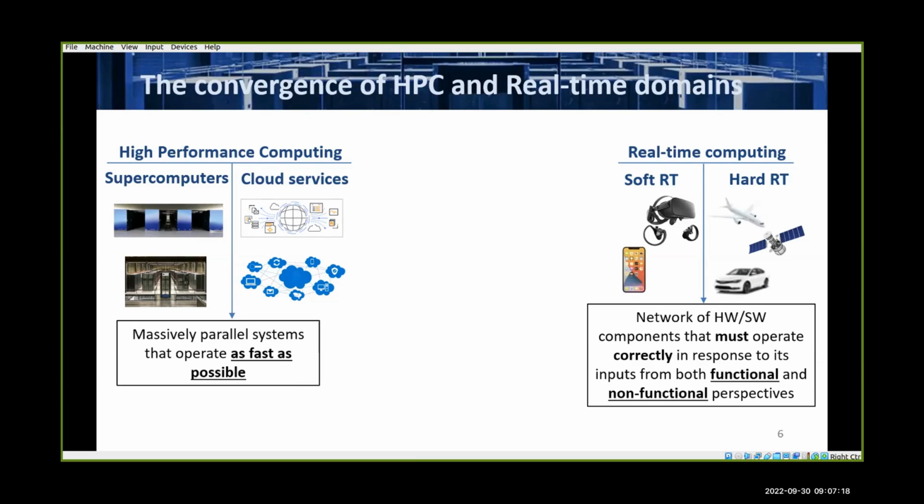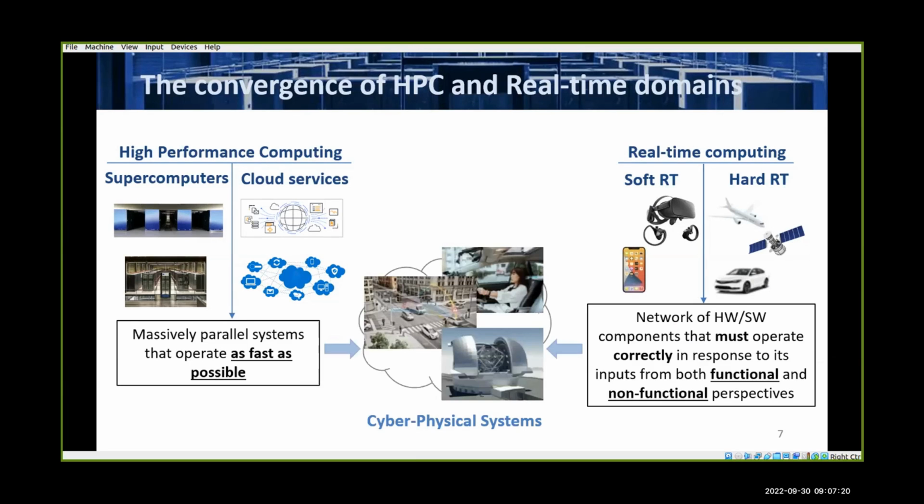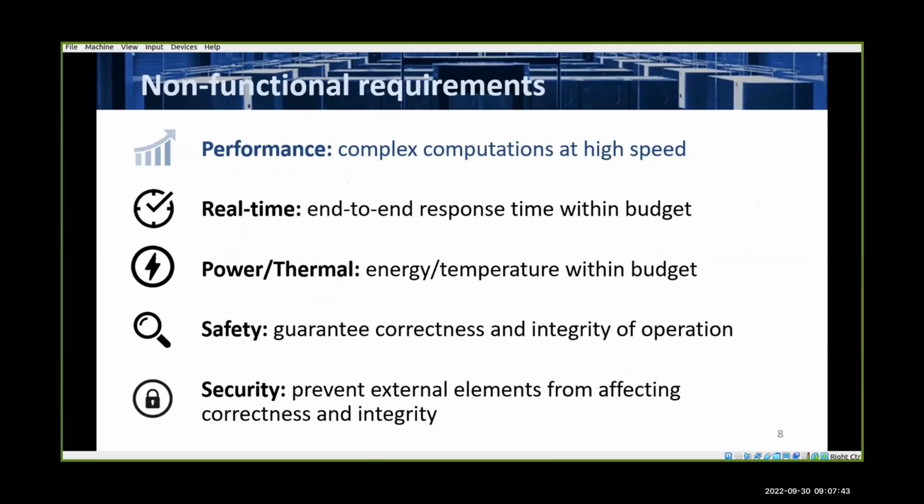And where are they converging? In the implementation of cyber-physical systems. These kinds of systems are those that are managing semi-automatic cars, for example, or giant scientific equipment, like giant telescopes, or the systems that combine edge and cloud computing for the management of smart cities. So cyber-physical systems are all over the place.